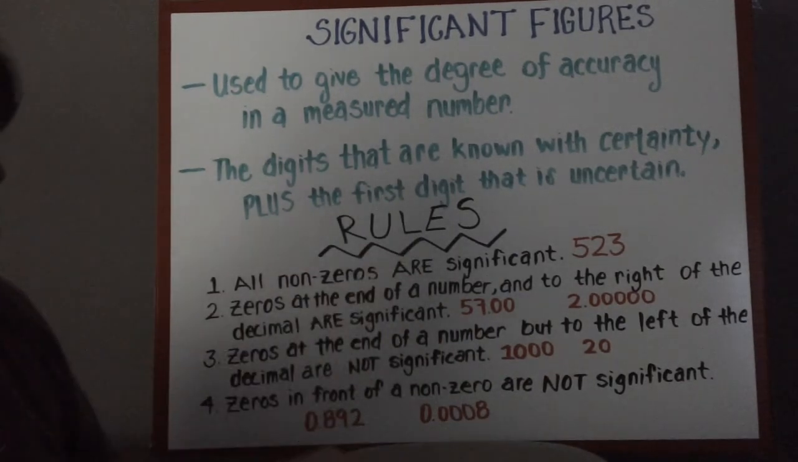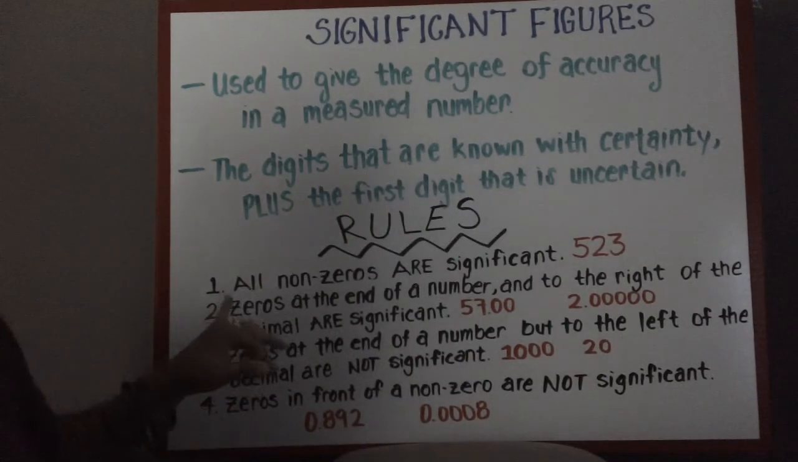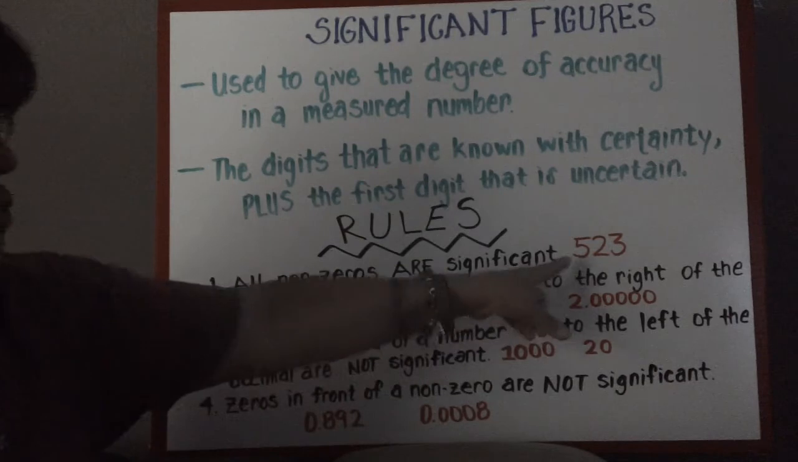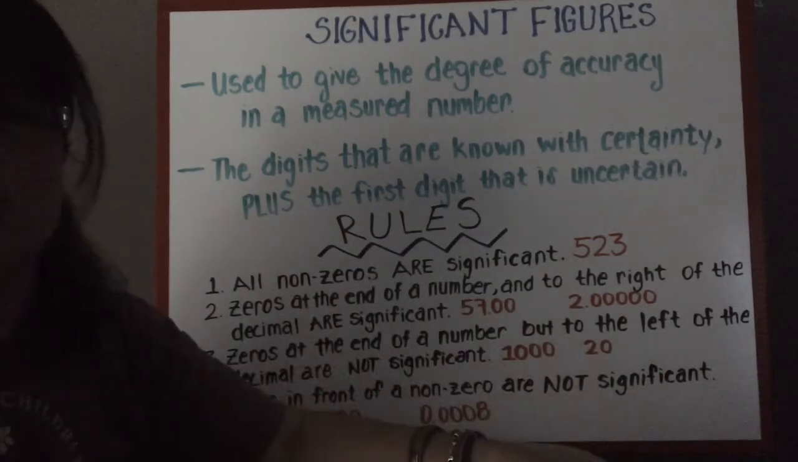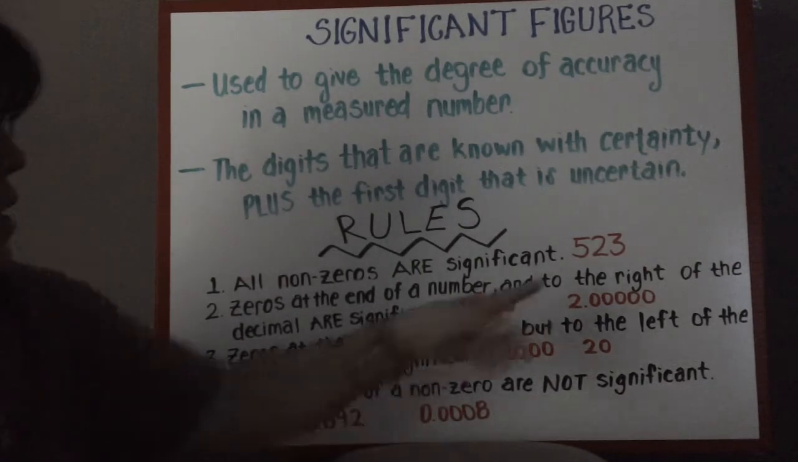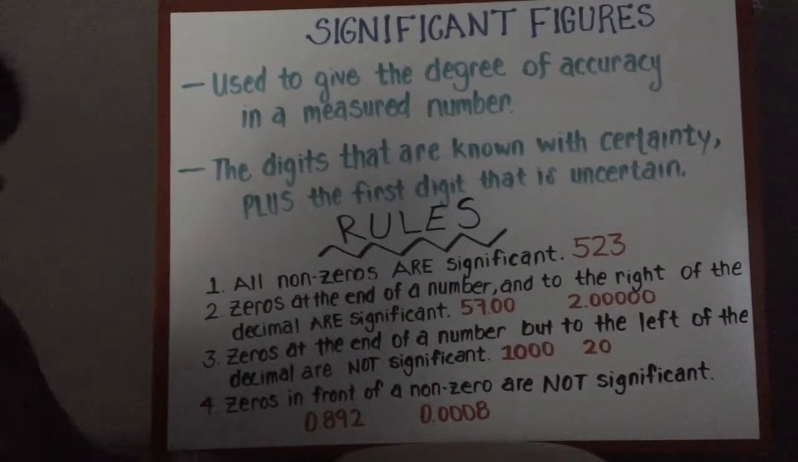So there's a couple of rules that we're going to deal with. There are 4 main rules for significant figures. The first one is always the easiest one. All non-zeros are significant. So for instance here, we have the number 523. There are no zeros, so all of those digits are significant. So 523 has 3 significant digits.